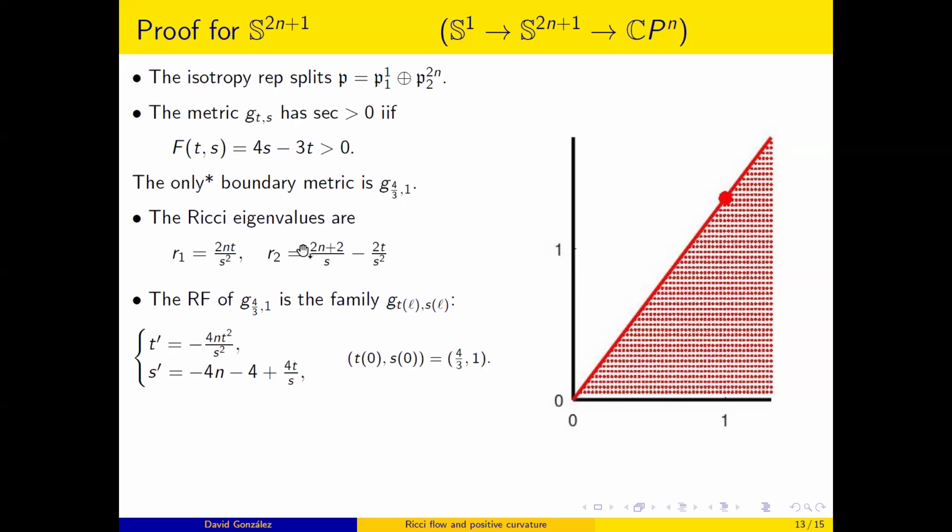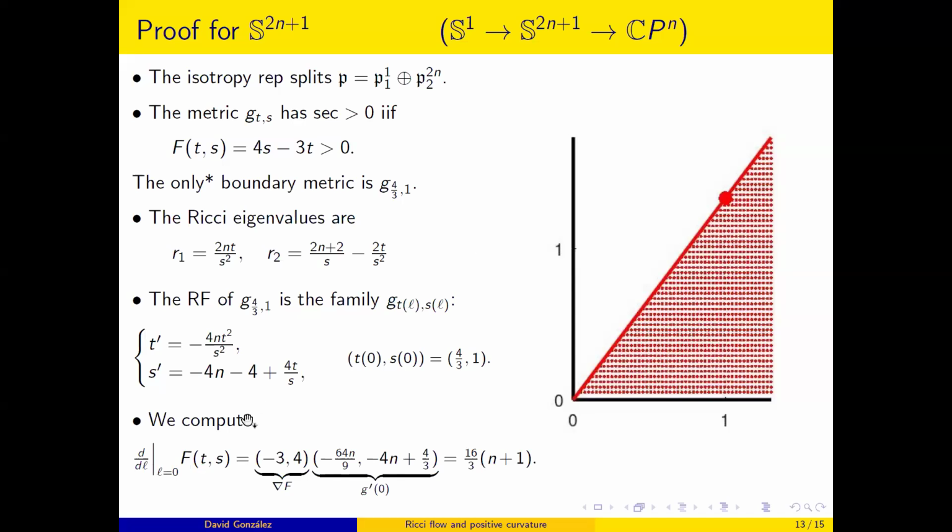We plug this information into the Ricci flow equation, and you get an ODE like this, where you have this initial condition. Again, we compute the sign of the derivative of f evaluated at the points of the flow. So we use the chain rule. This is the gradient of f. Remember that f is this thing here. This is the ODE equations evaluated at the initial value. And we work out the numbers, and we get a positive one.